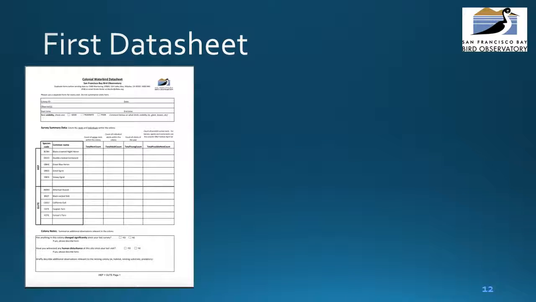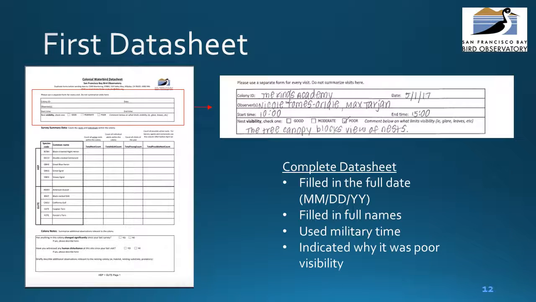This is what the first page of the datasheet will look like. In a complete datasheet, the whole colony name is written, a full date is used, full names are recorded, military time is used for the start and end time, and why it was poor visibility is recorded.